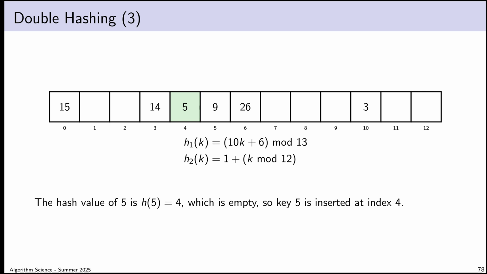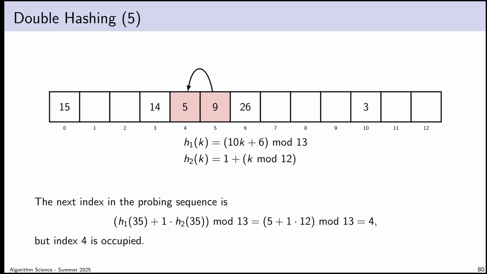5 is a freebie. It just goes into bucket 4. I then try to insert 35, and it hashes into bucket 5, but bucket 5 is full. So I then use my probing sequence. If I evaluate H2 on 35, it comes out to be 12, because 35 mod 12 is 11, and that plus 1 is equal to 12. So the first bucket that I check is actually the one before the one I'm already in.